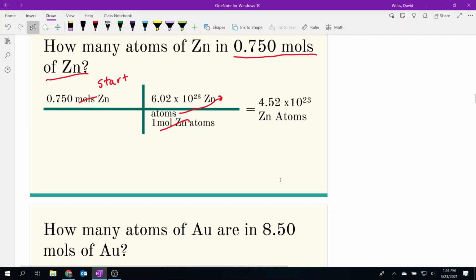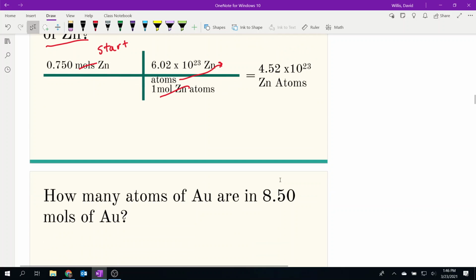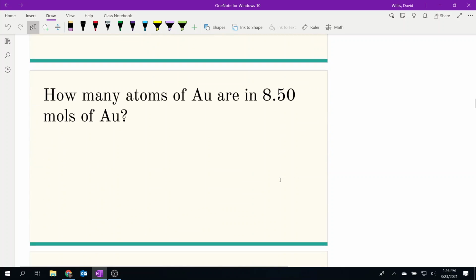How many atoms of gold are in 8.50 moles of gold? All right, so I randomly found 8.50 moles of gold in one of the lab drawers that apparently a former pirate had left there. And I said to myself, hey, wonder how many atoms that is. So how many atoms of gold? That's what we're interested in. That's going to be our finishing mark. 8.50 moles of gold is going to be our starting point.